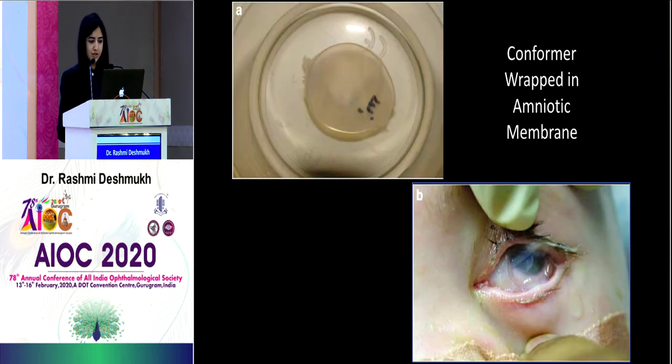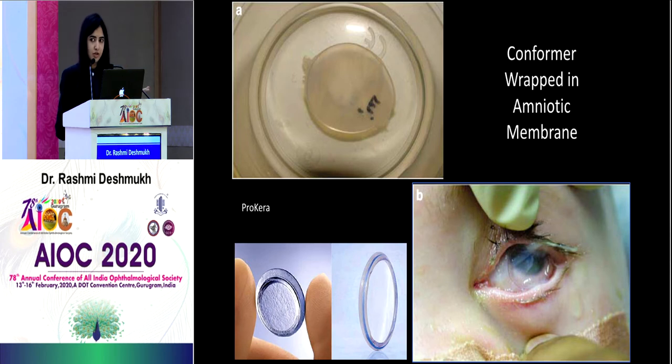For the total ocular surface, the conformer can be used, which is wrapped in amniotic membrane, and then the conformer can be placed inside the eye. And for total corneal cover, sometimes a contact lens called Prokera is available, which has the amniotic membrane in the center, and the rim sits on the limbus.